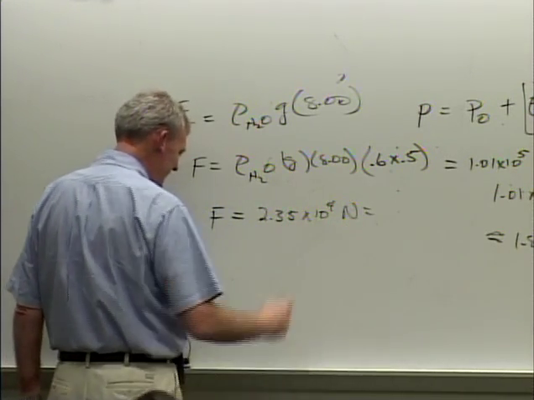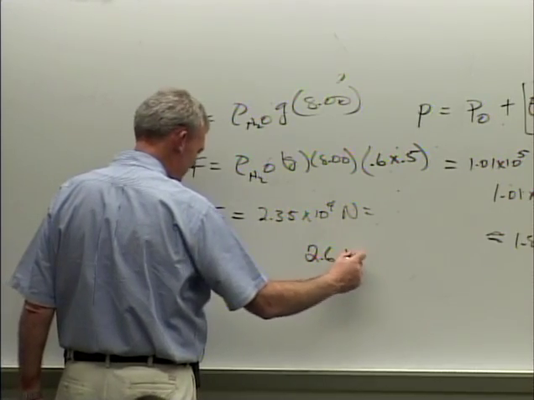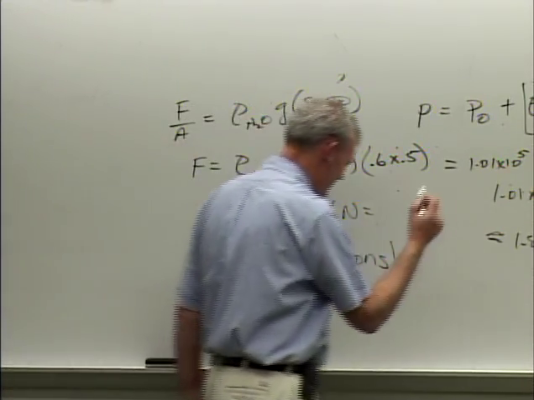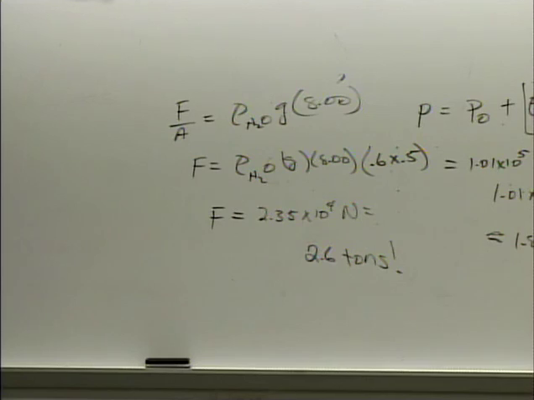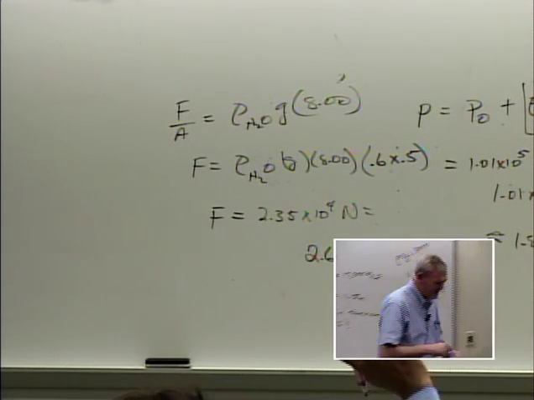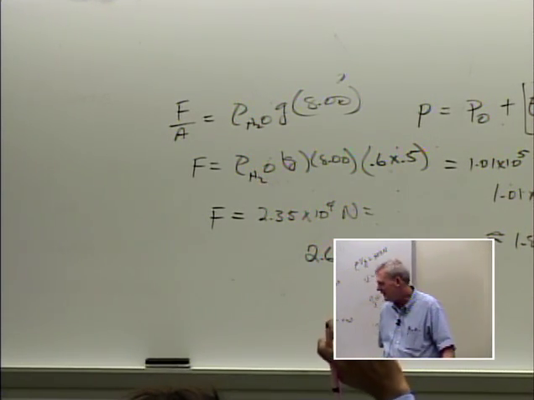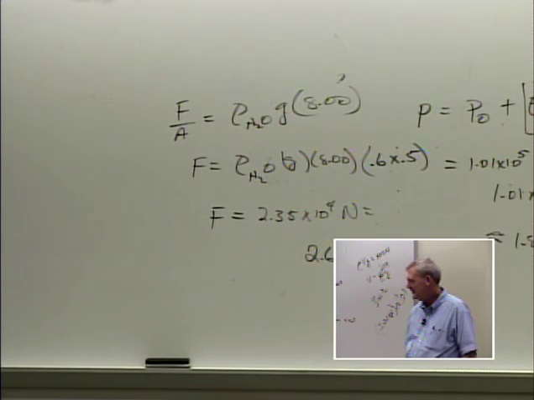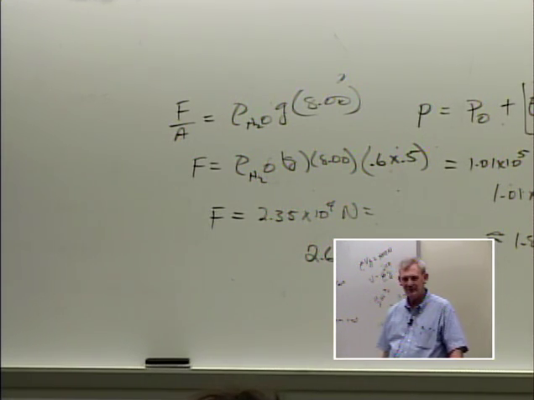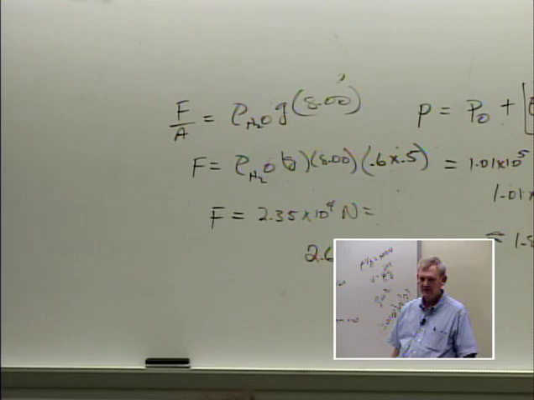Which is actually about 2.6 tons. All right? The book put an exclamation point. So for those of you that are mathematical purists, that's not 2.6 tons factorial. Kidding. It's a little math joke.